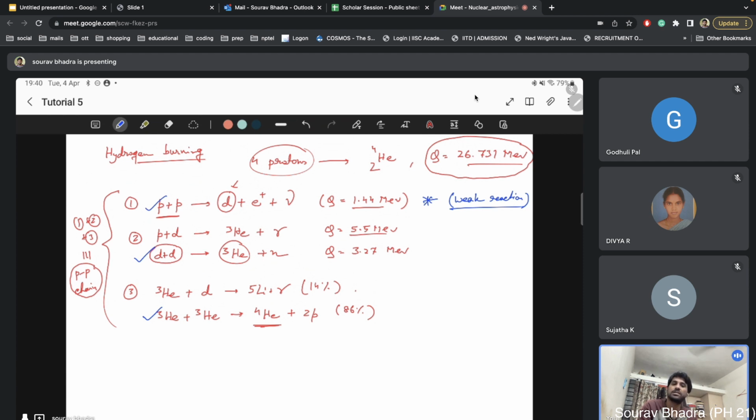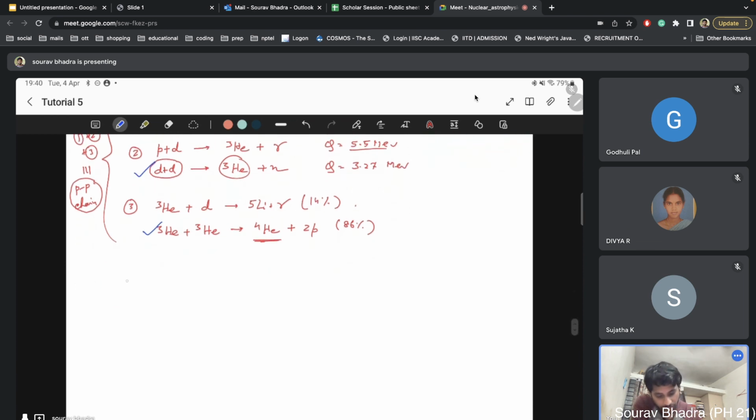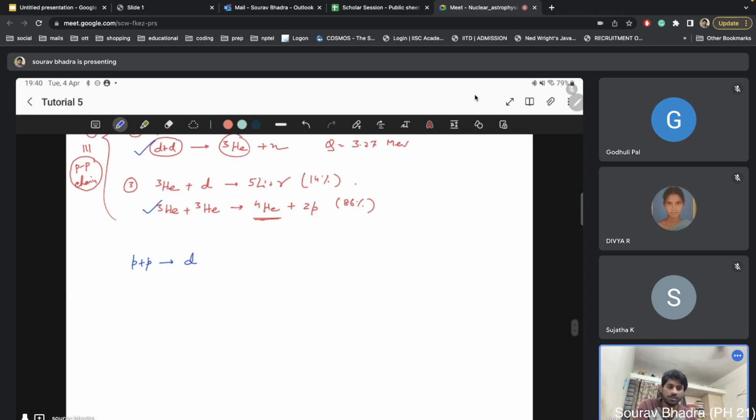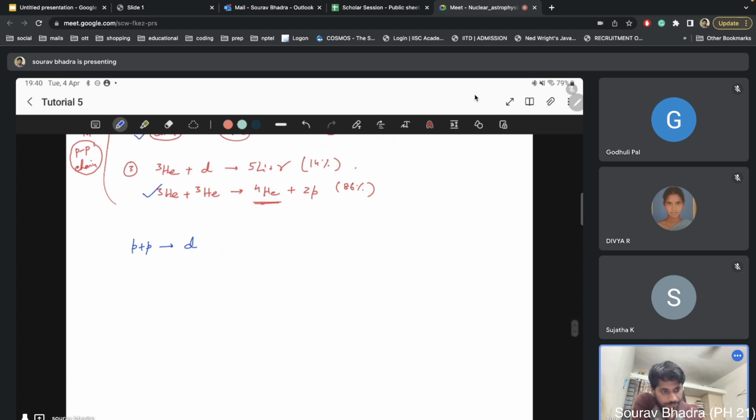All the other reactions are strong reactions, they will occur quickly, but the weak reaction, the first step, will occur very slowly. Now we will calculate the time scale of that proton reaction, which will create a deuteron. So just considering the proton reaction, the first step, which gives the deuteron. I am not writing the electron and neutrino here. This is the first step. Now the Q value for this particular reaction is 1.44 MeV, and part of this Q value will be taken by the positron and the neutrino.